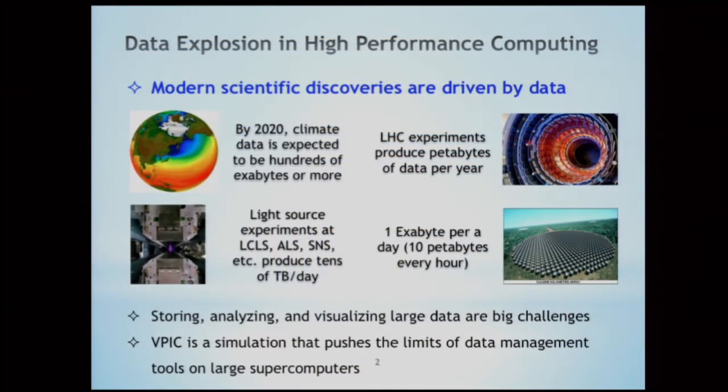So I don't have to explain or emphasize a lot about large data to this group of audience. There are many applications that produce huge amounts of data, and these are all scientific application examples. Storing, analyzing, and visualizing large data are big challenges. Today I'm going to talk about one application, a VPIC simulation.